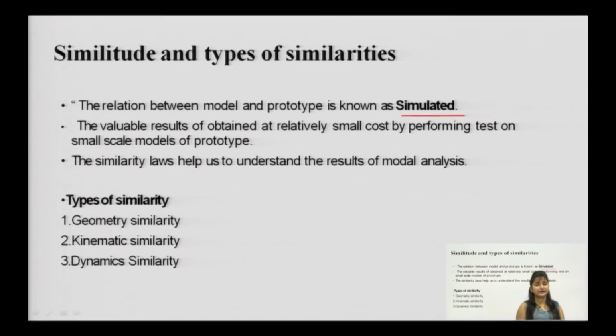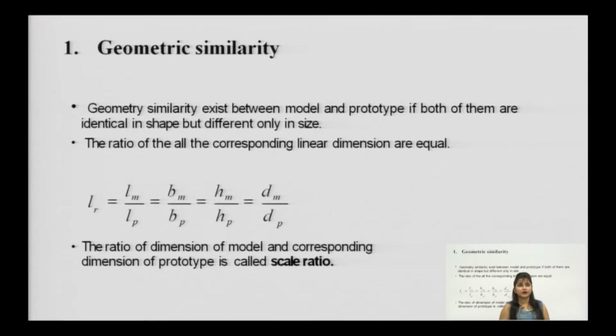These similarities can be of three types: geometric similarity, kinematic similarity and dynamic similarity. Geometric similarity relates to length, breadth, height. Kinematic relates to velocity and acceleration, and dynamic relates to force and the density of the fluid. We will be covering them one by one. Coming to geometric similarity, it exists between model and prototype if both of them are identical in shape.